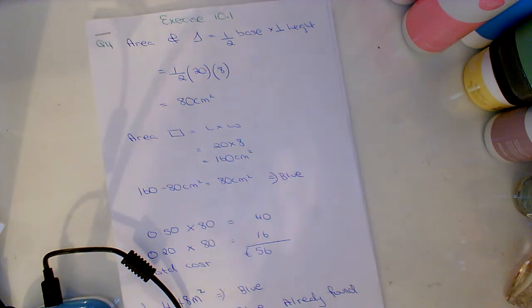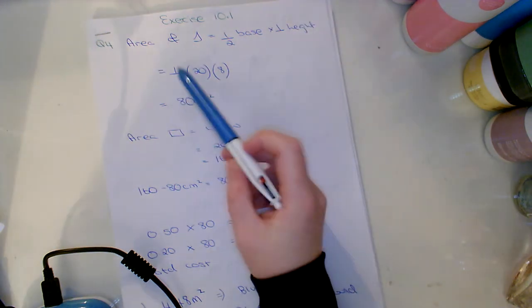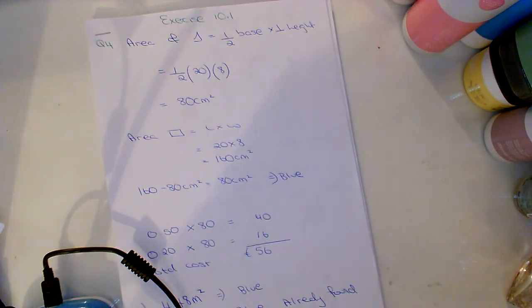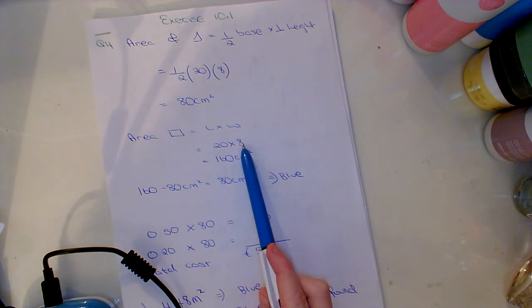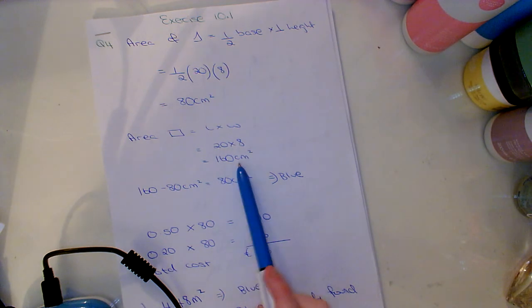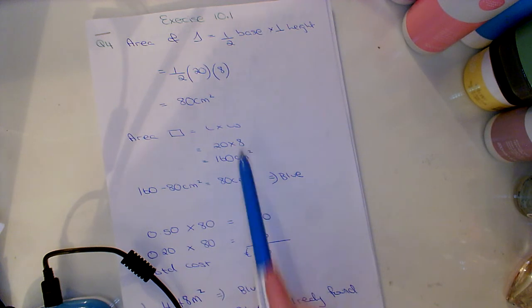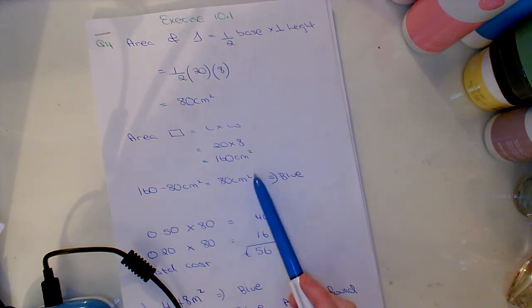So my clear part is a triangle, and the other shape is a rectangle, take away my triangle. The area of a triangle is half the base by perpendicular height, so I have half 20 by 8, and I get 80 centimetres squared. Then the area of my rectangle is length by width, 20 by 8, and my answer is 160 centimetres squared. That's the area of the entire shape, and when I get rid of my triangle, my blue part is 80 centimetres squared.